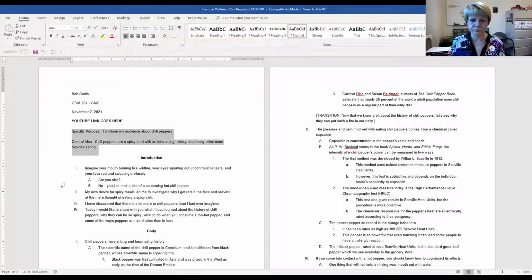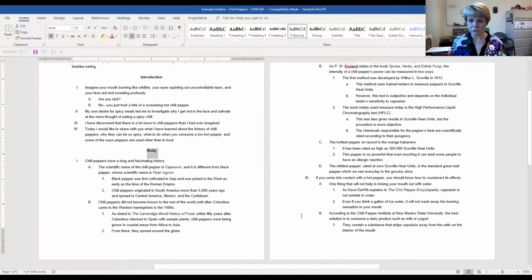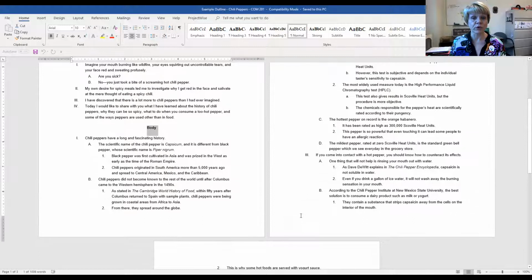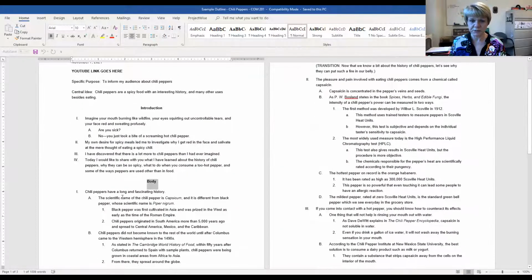So all of our sections are labeled and they are centered on the page. So introduction. If you go down here, the body starts right there, the same way. We have how many main points? Looks like three main points in this particular speech, and they all start with a Roman numeral.